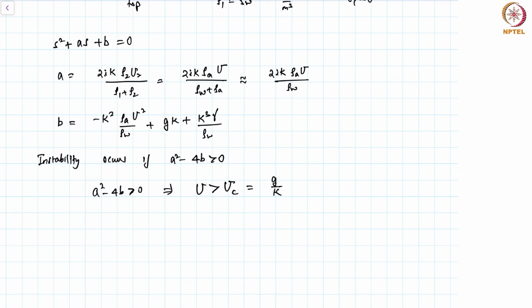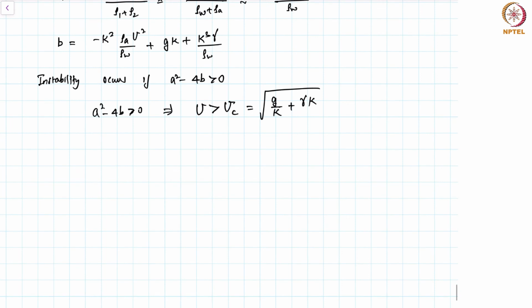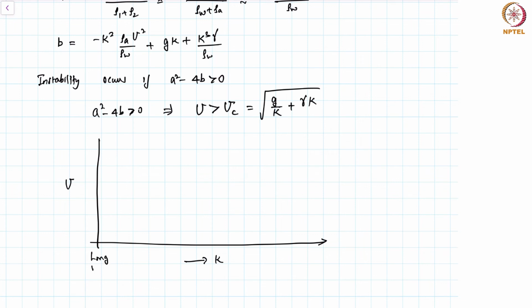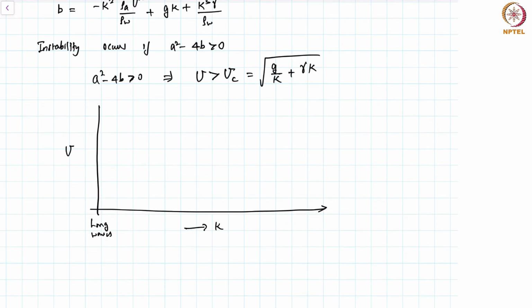This critical value will be something like G by K plus sigma times K, or gamma times K. So I would like you to work out this expression yourself. And the idea is the following, that we want to find out this velocity of the wind versus K. So if your wave numbers are very, very small, which means you have long waves, then in such cases gravity would dominate, and if you have very short waves, then surface tension would dominate.